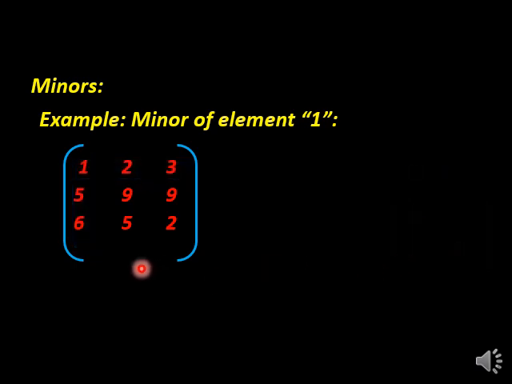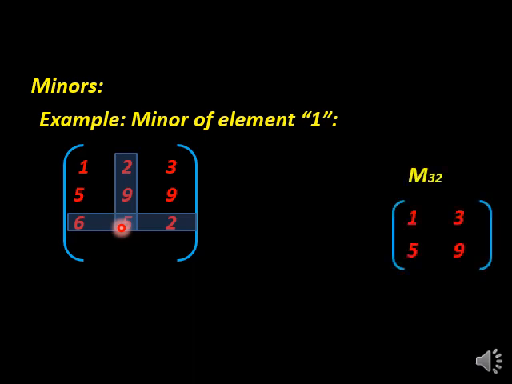Suppose we want to determine the minor of this element 5, located on row 3, column 2. First, we identify the row and column containing that element, and then we remove them, giving us this final matrix: 1, 3, 5, 9. Now, the determinant of this final matrix is called the minor of the element on row 3, column 2 of the original matrix.